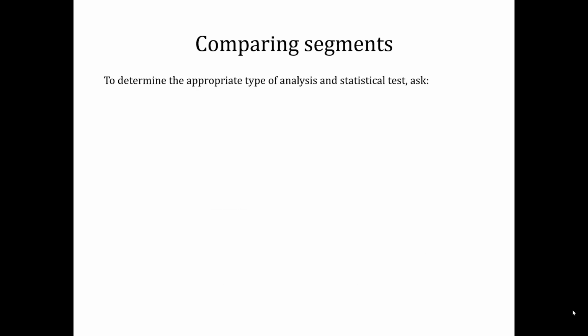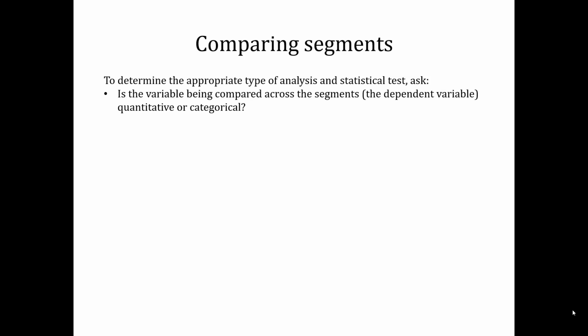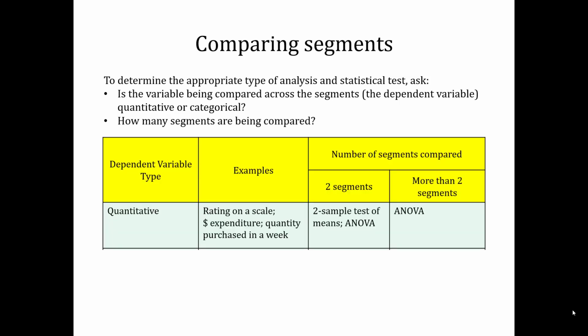When we want to compare segments, the type of analysis or test we conduct will depend on a couple of factors. First, is the dependent variable, that is what we are comparing the segments on, quantitative or categorical? Second, how many segments do we want to compare? If the variable is quantitative, for example, if we want to compare ratings on a scale or dollar expenditure or purchase quantity across the segments, then we can use a two-sample test of means, or ANOVA, if we have two segments. If we have more than two segments, then ANOVA is the only option.